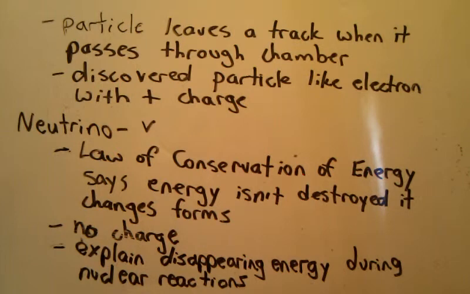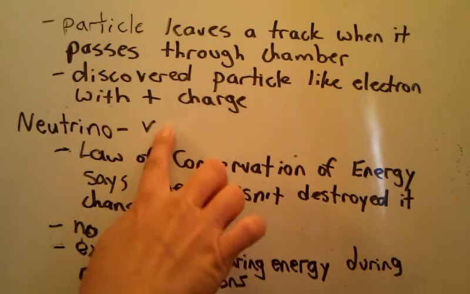So we said that Carl Anderson made a cloud chamber, where a particle leaves a track when it passes through the chamber. Studying the track, they discovered a particle like an electron with a positive charge. Okay, the neutrino. This is the symbol for neutrino.